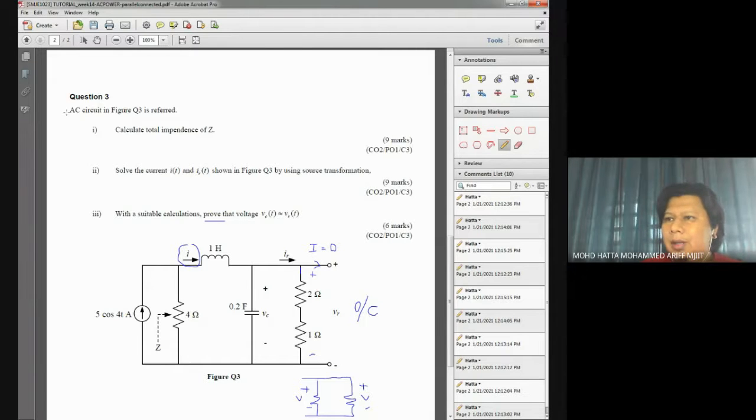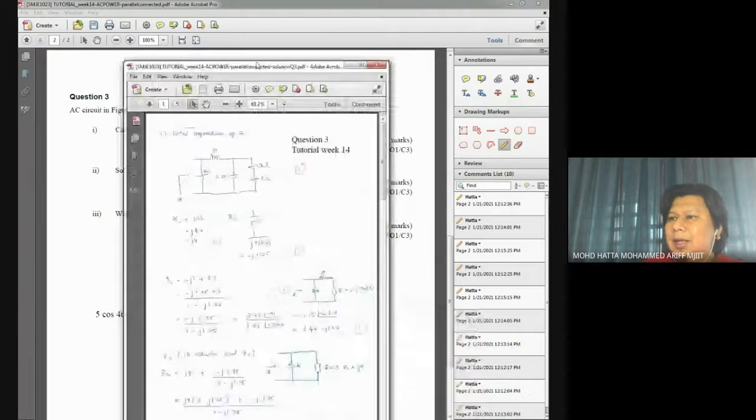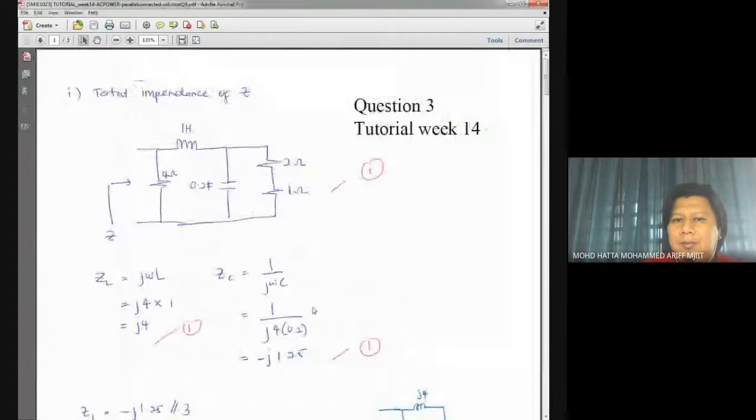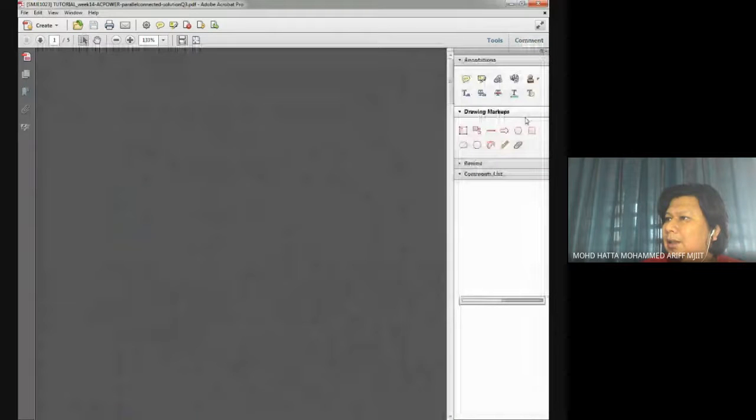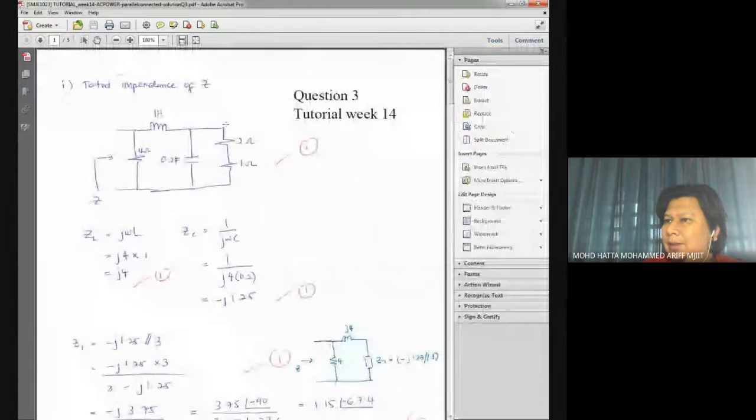Okay, we get into the first question first. Right, first one, we need to calculate the total impedance. As I mentioned before, the part that we see over here is an open circuit connection, where we have VR labeled like this. So if you don't include that one, it also works, because it's just an open circuit.